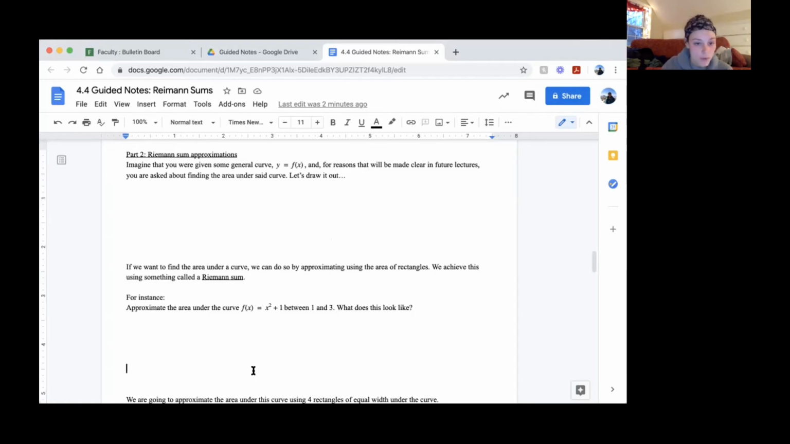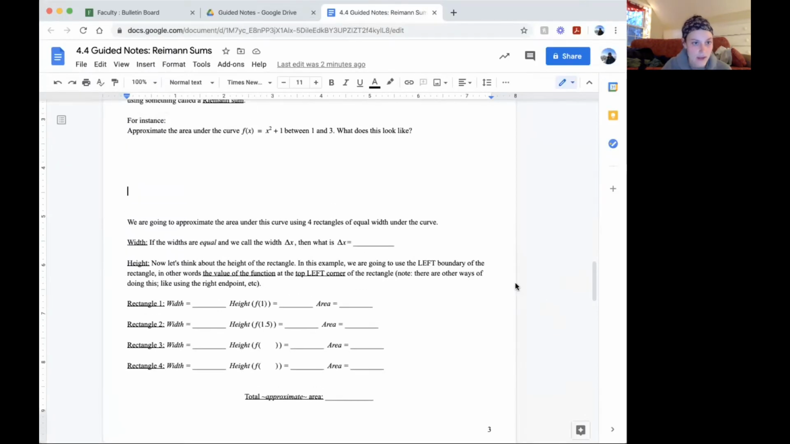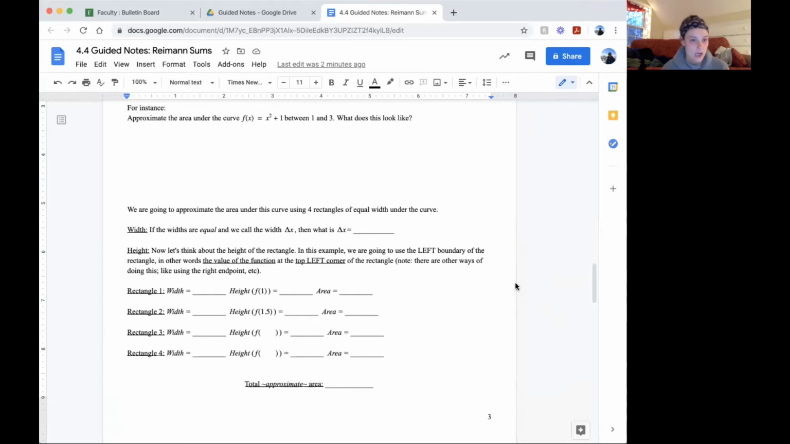So I'm going to scroll down and see if I can get this on one page. Let me make my window bigger, and I can. All right. Approximate the area under the curve f of x equals x squared plus 1 between 1 and 3. What does this look like?